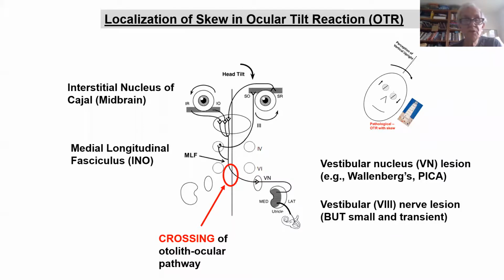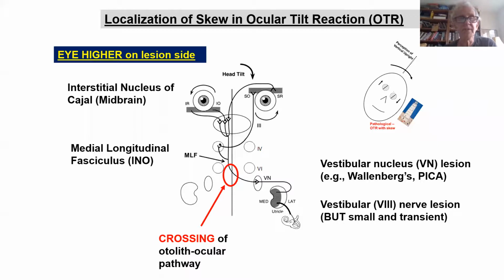We have skew deviations before or after crossing of the otolith ocular pathway. They can be in the interstitial nucleus of Cajal or the MLF on one side, or the vestibular nucleus, or even the periphery, but remember they're small and transient. The eye is always higher on the lesion side, eye high.